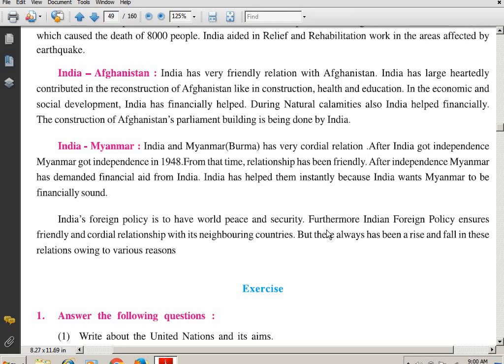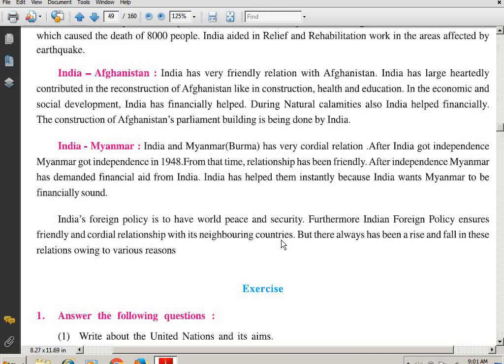Furthermore, India's foreign policy ensures friendly and cordial relationships with its neighboring countries, but there always has been a rise and fall in these relations owing to various reasons. So students, sometimes there is misunderstanding, just as in our families, in our society, in our country also. But once again, we come together. We are able to build that relationship. And so students, we are called to have friendly, cordial, peaceful relationships, not only with other countries, but in our country, in our society and in our families with one another, and live harmoniously, live peacefully and enjoy life.